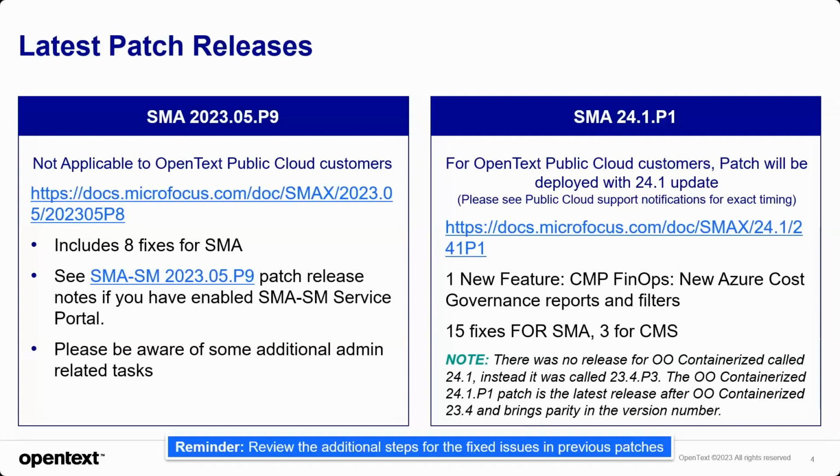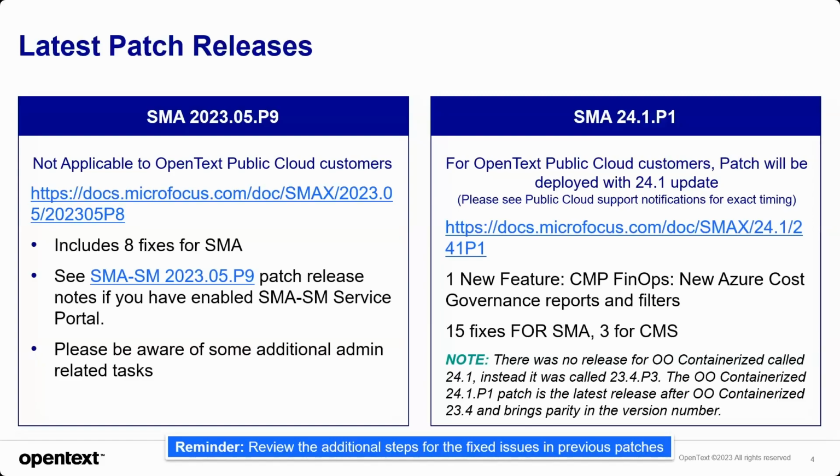For 24.1, patch 1 is now out. And just as a reminder, 24.1 itself is technically considered a patch on top of 23.4. 23.4, which came out in October last year, was the last major release that we did in 2023. With our move to 4 releases a year, the odd number releases are in essence a patch, although we are including enhancement requests as part of that, not just fixes.